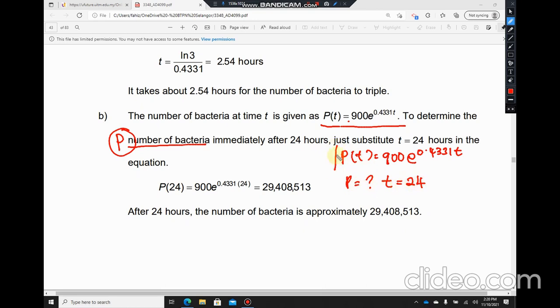Okay, so since you have this type of equation, so awak just masukkan je lah tempat T ni, sebab kita nak P kan, kita nak population, so ganti tempat T. So when T equals to 24, so you calculate the value here, so you get the value of population of bacteria. So after 24 hours, the number of bacteria is approximately 29,408,513. So dapat. Okay, so this is your answer.